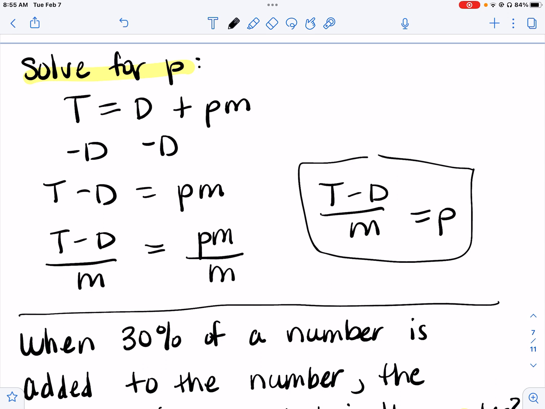To solve for P, then you would divide both sides by N. That makes the N's cancel. So you get T minus D over N.